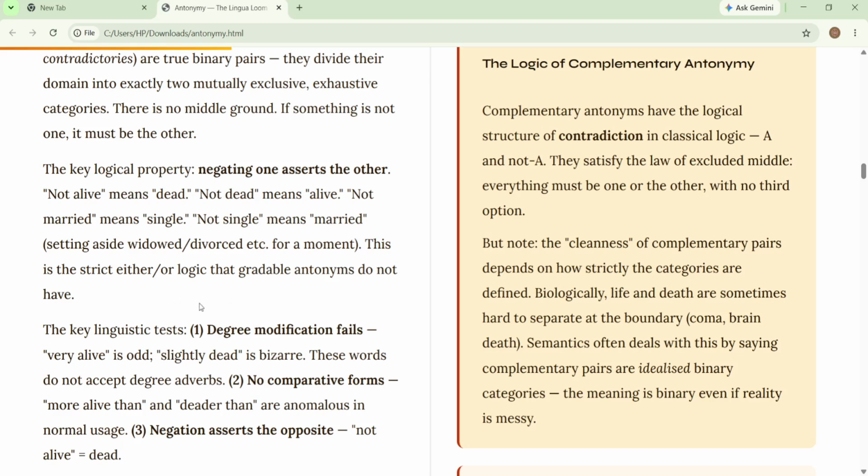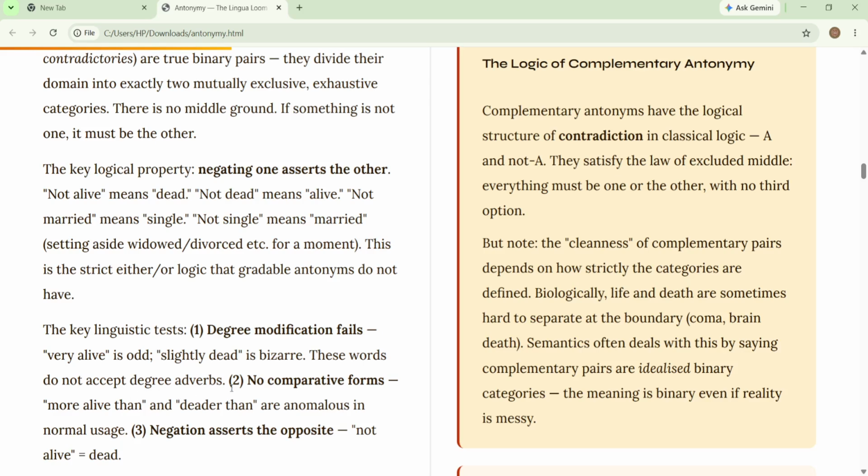Gradable antonyms are happy, more happy, less happy. There are degrees in it. But here, if someone is not something, then they must be the other thing. Like if you're not dead, then you must be alive. So the key linguistic tests, first one is that degree modification fails: very alive is odd, slightly dead is bizarre. You're either alive or you're dead. Slightly dead is not possible.